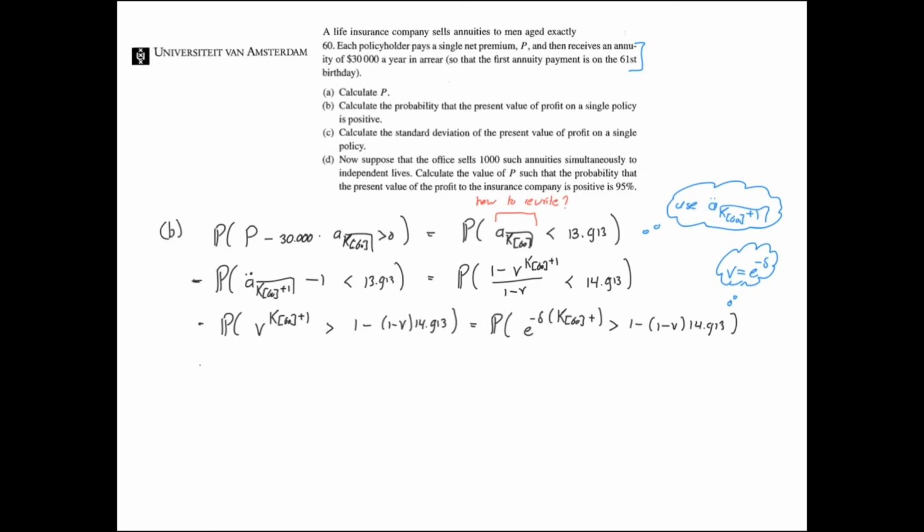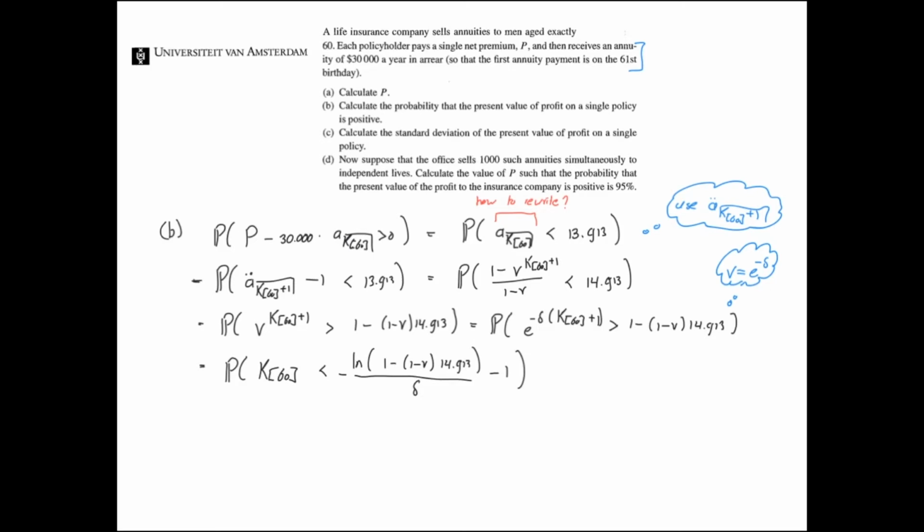Okay, then we want to isolate K60. It's going to be smaller than, because there's a minus, but first we take the natural logarithm of both sides. Then we divide by minus delta, and then we have to subtract 1. Here's a 1, I forgot.